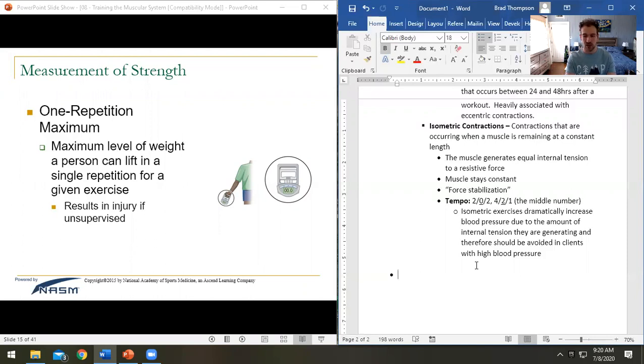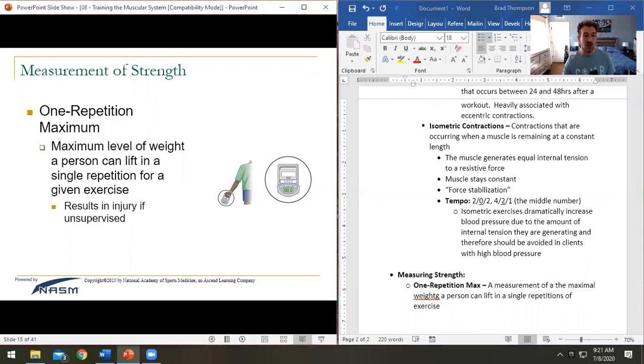So measuring strength, one of the most common versions of that is going to be the 1 repetition max. And that's going to be a measurement of the maximal weight a person can lift in a single repetition of exercise. So this is great, right? We love our percent of 1 rep max because it does allow us to have perspective on how strong somebody is, right?